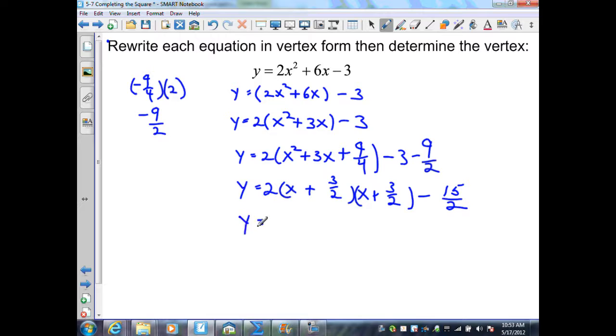Then I can rewrite my binomials, x plus 3 over 2 squared minus 15 over 2. Now I can find my vertex.